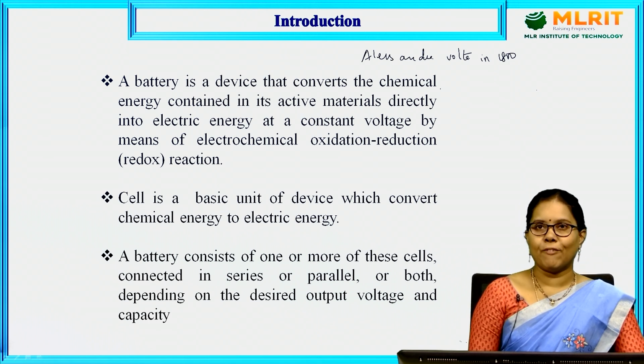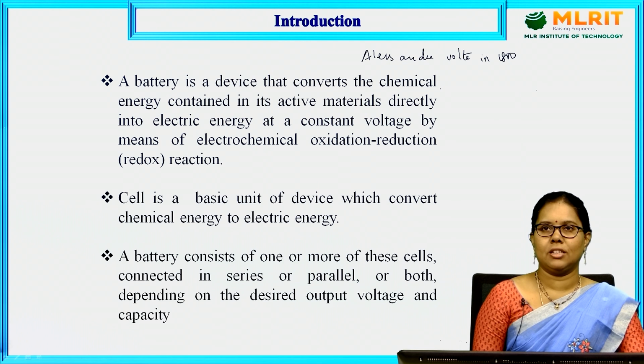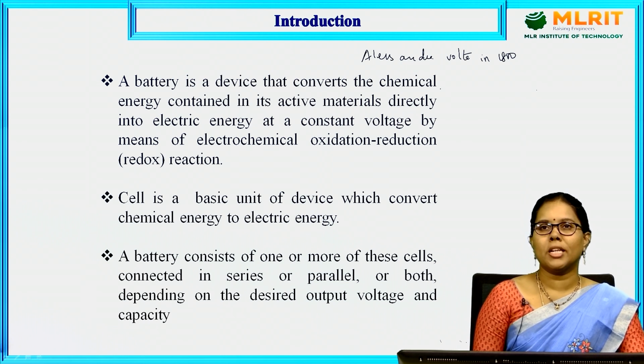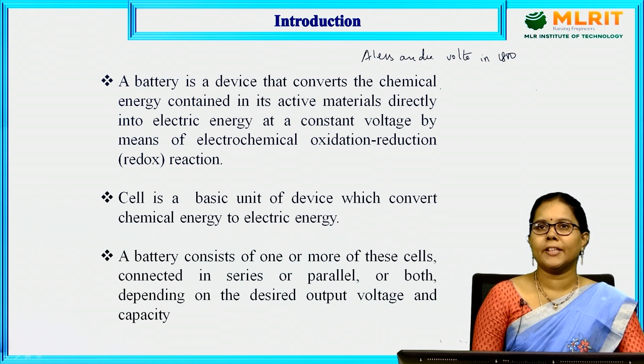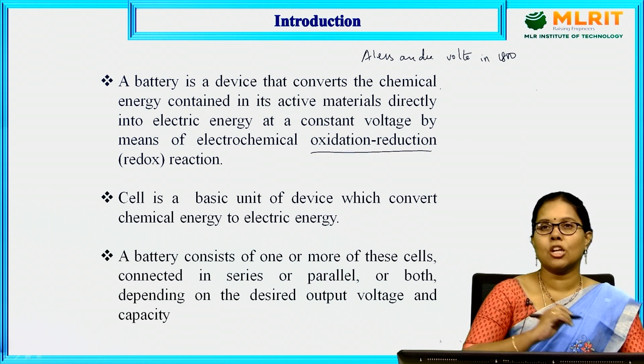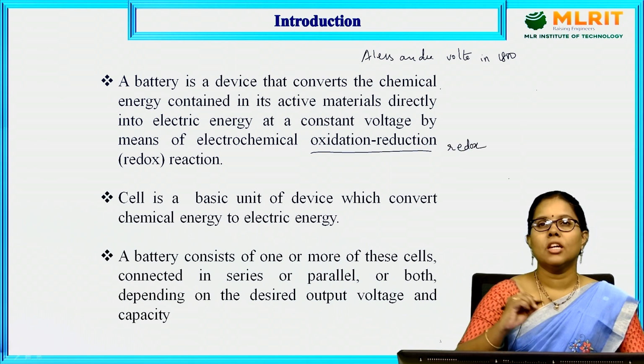A battery is a device that converts the chemical energy contained in its active materials directly into electrical energy at constant voltage by means of an electrochemical oxidation reduction reaction. A battery is a storage device which has active materials in the form of chemicals, which converts the chemical energy into electrical energy. The reaction is called oxidation reduction reaction, or redox reaction.